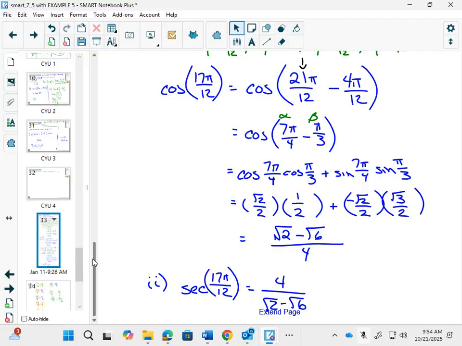They almost always do this as a part B now, because it used to be on the exam that sometimes they would just ask secant of 17 pi over 12, and so many students would just leave it blank. Because if you don't know to first figure out cos of 17 pi over 12, then you're screwed and have no idea how to do the secant. So now they usually add that as a part B.